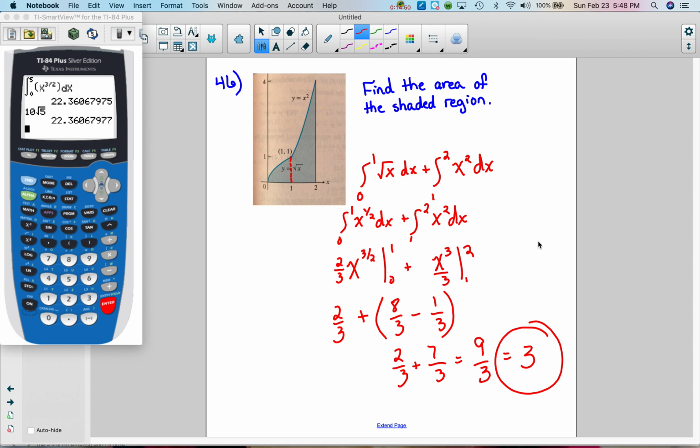Under the curve. So that is it for the examples from this section of your assignment. So hopefully that gives you a little bit of help on doing those problems.